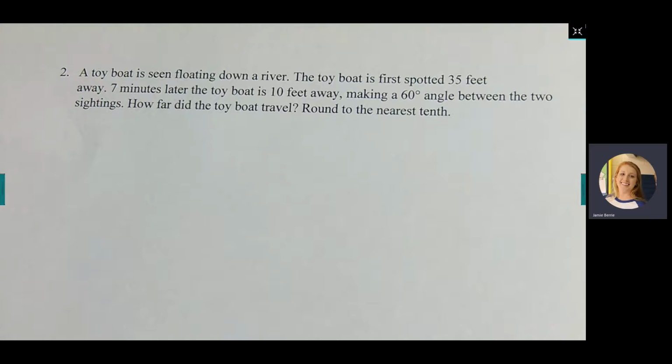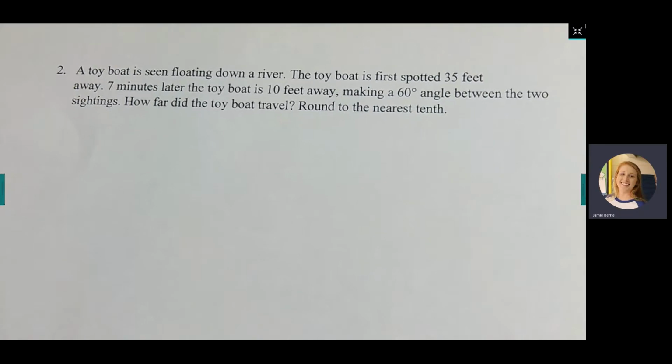It's making a 60-degree angle between the 2 sightings. How far did the toy boat travel? Round to the nearest tenth, so 1 decimal place. I don't really love the wording of this problem, but it's a good way to practice law of cosines, so I kept it on here. I just think the description is kind of not super clear of what this would look like in real life.